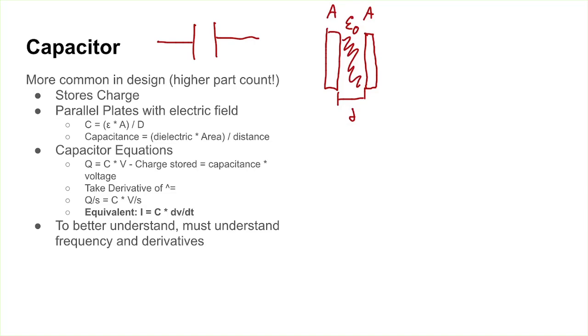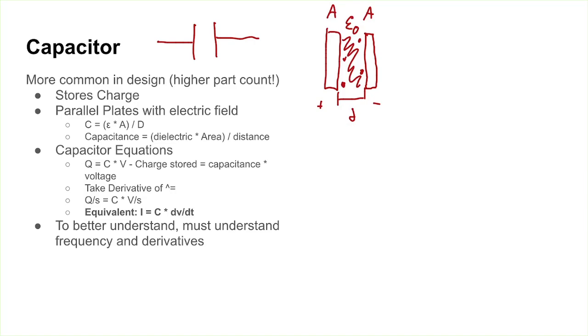But the equations, similar to how Ohm's law dictates how a resistor works, are the capacitor equations. So the base one is that the charge in a capacitor, so the charge stored inside this dielectric and the electric field in between, is equal to the capacitance times the potential between the two parallel plates, so the applied voltage, right? So more voltage means more charge in the capacitor.